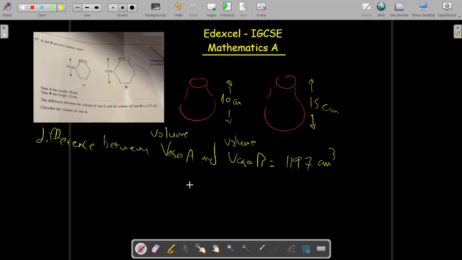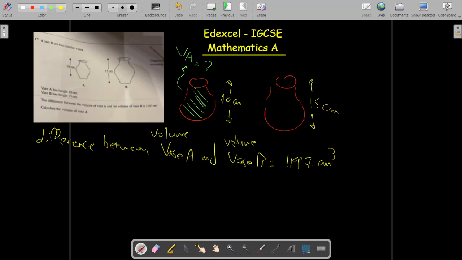So I have two certain dimensions. I have one of them in the 3D concept, which is the volume, and I have another form of information that is related to the linear scale of the shape. He wants you to do what? He wants to know the volume of vase A, the total volume of this. We're going to refer to it as VA.